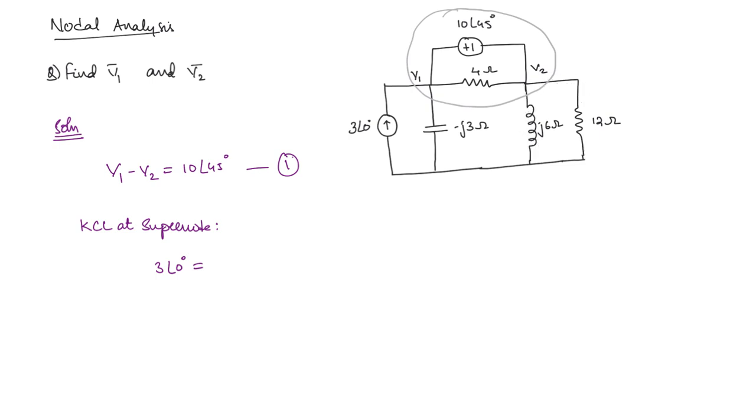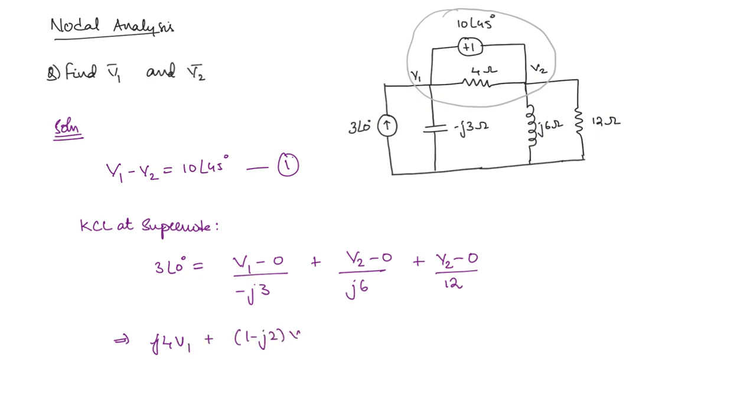What you're going to get through minus J3 ohms will be V1 minus 0 divided by minus J3. The current through J6 ohms is V2 minus 0 by J6, plus once again through 12 ohm also it will be the same. If you solve this you are going to get J4 V1 plus 1 minus J2 V2 is equal to 36. This is the second equation.